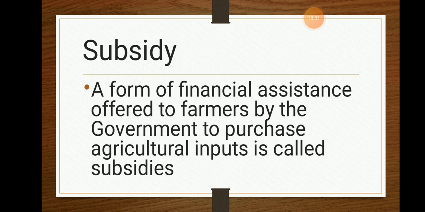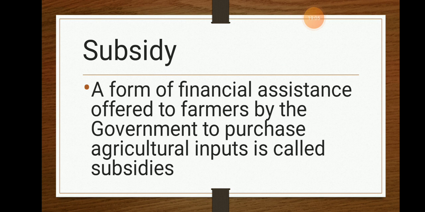A subsidy is a form of financial assistance offered to farmers by the government to purchase agricultural inputs. And what are the agricultural inputs? Maybe the HYV seeds, the chemical fertilizers, the pesticides, or the equipment used for the agricultural process. This is known as the subsidy. It is one of the major financial assistances given by the government to the farmers. By this, even the price of the food grains will reduce.